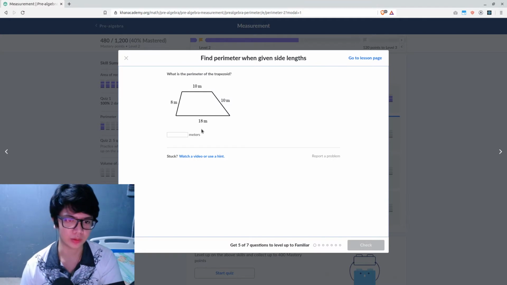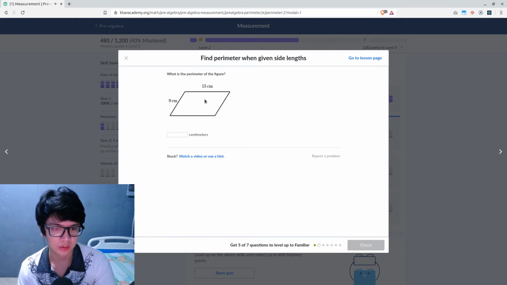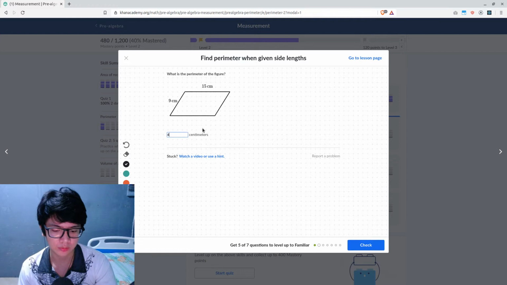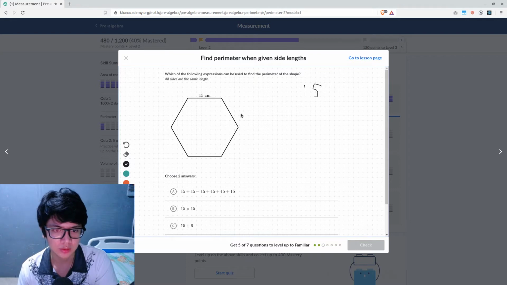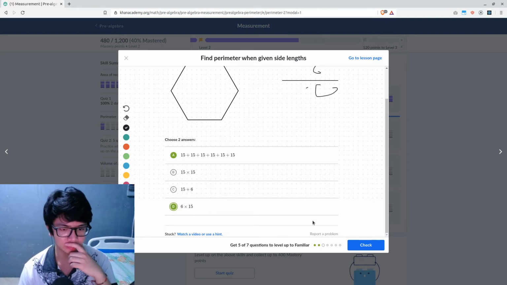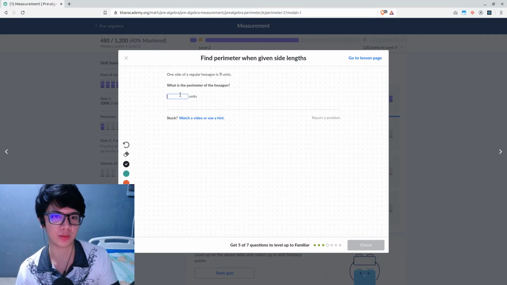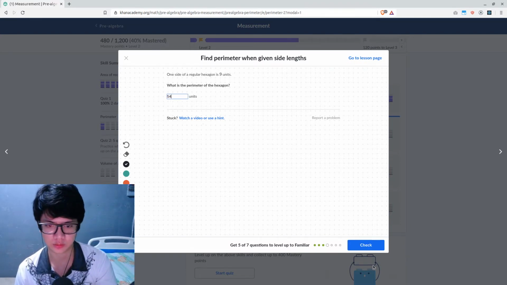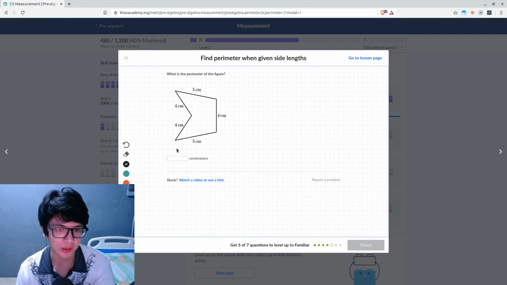What's the perimeter of the trapezoid? Okay. It's 38, 46. Wow, this is hard. 30, 48, I guess. Wow, 15. Is this a hexagon? Yeah, it is. So you have 30, 90. Wow. Okay. One side of a regular hexagon is 9 units. What is the perimeter of the hexagon? What is the perimeter of the figure? Wow, okay. 18, 22. Cool.